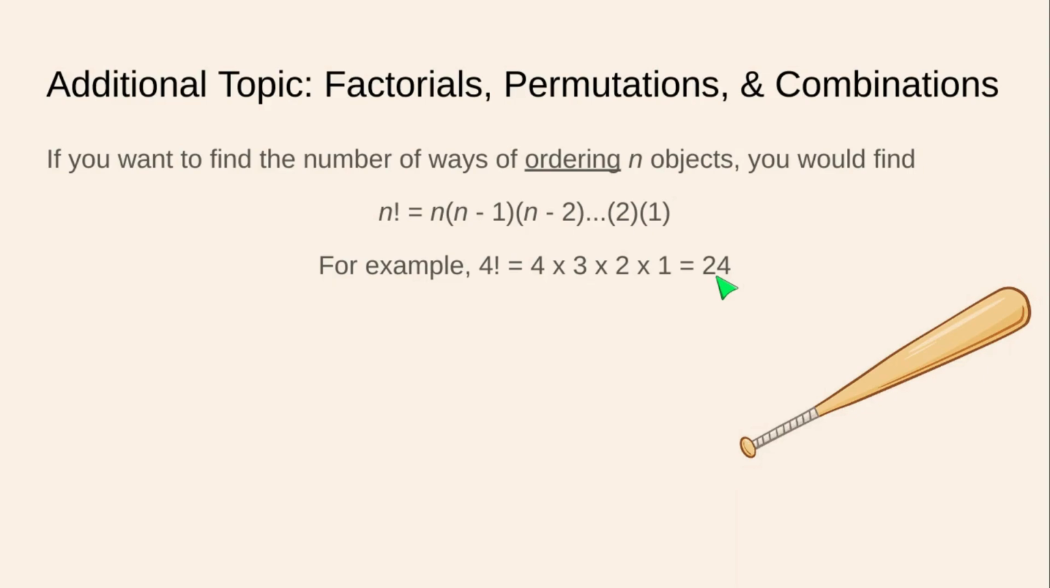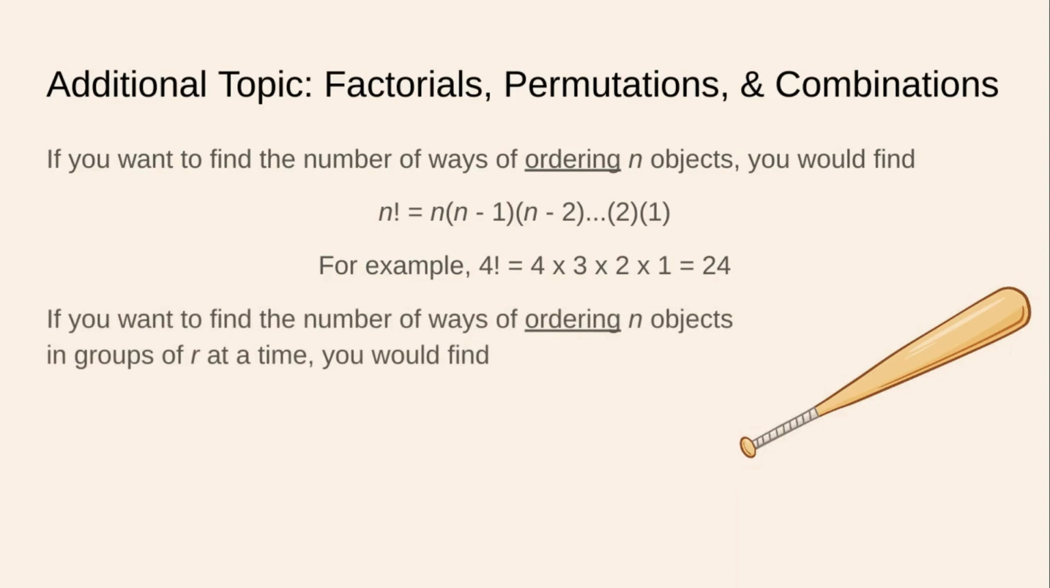However, it gets a lot more complicated from here. If you want to find the number of ways of ordering n objects in groups of r at a time, so you're not ordering all of them anymore, you only want to order groups of r at a time where r is typically smaller than n. All right, if r were the same size as n, you'd be finding a factorial, and I'll let you think about why that's true. But this is called, in the general sense, a permutation.